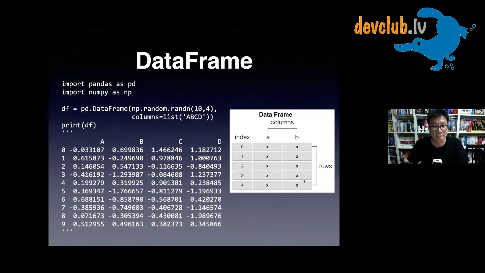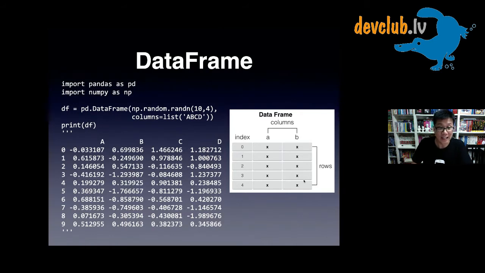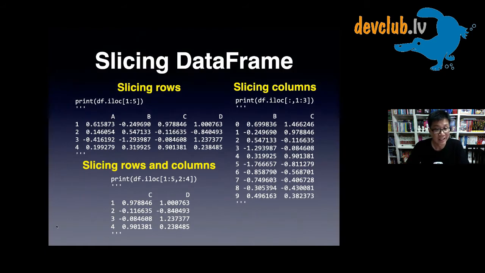So here is one example of a data frame. I am trying to create a data frame of 10 rows and 4 columns. Using slicing, I can extract specific rows that I want, specific columns that I want, as well as specific rows and columns that I want. Okay, so that is the idea behind a data frame. It's basically a data structure for you to represent your data in tabular format.